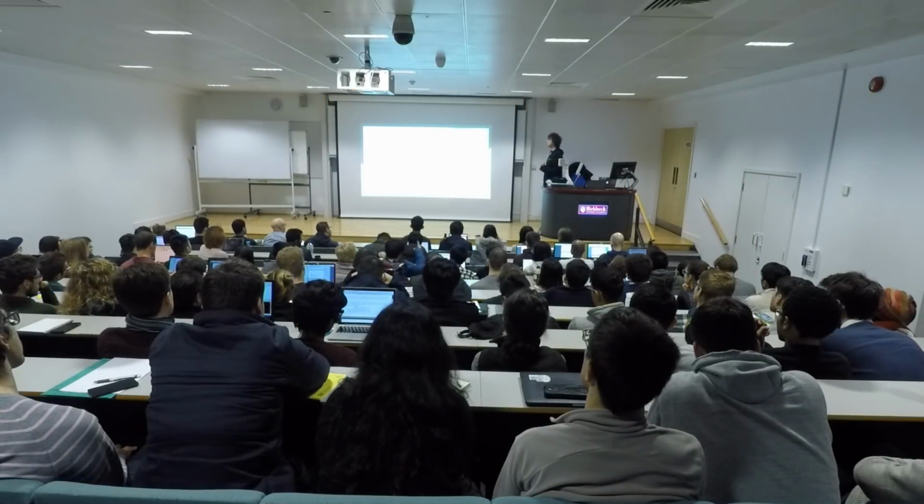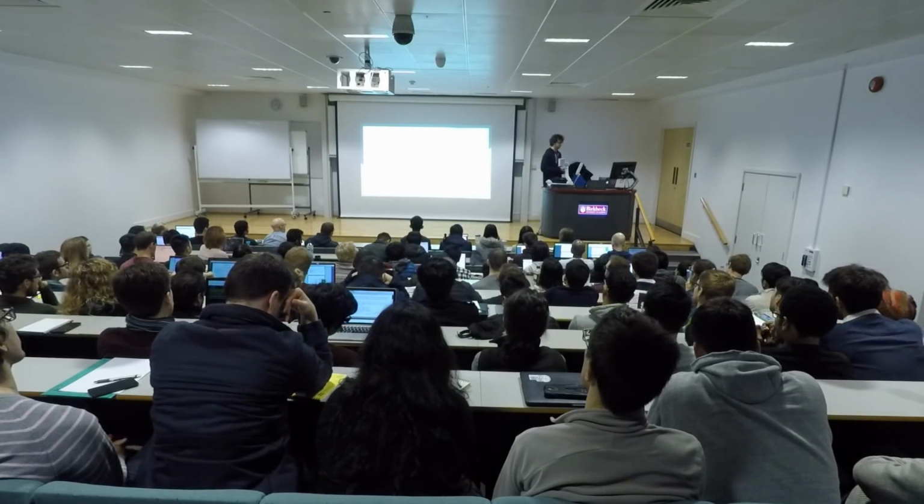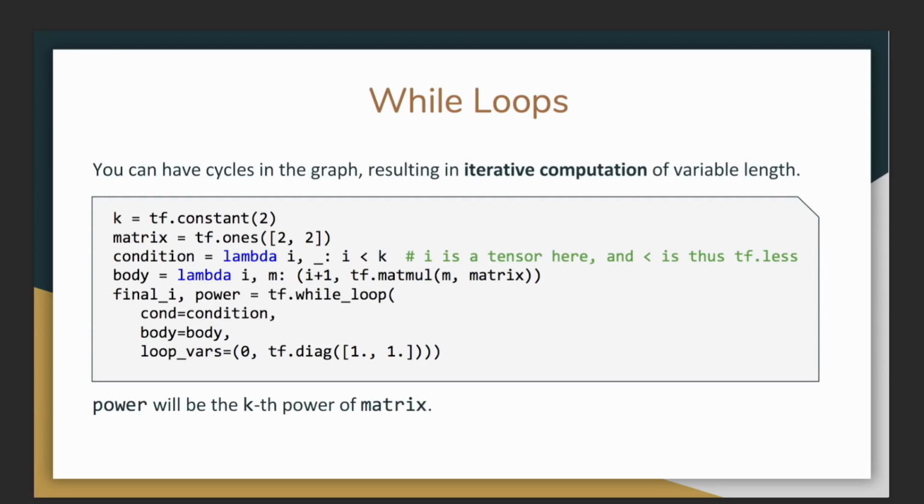You can also have cycles in the graph, so have iterative computation within your computational graph. And so let's see how this works. This can also be a bit tricky, but it's very useful in a variety of situations. So let's go through this code in a bit more detail. We define a constant of 2, and we define a matrix. This is just a matrix of ones. And we define a condition.